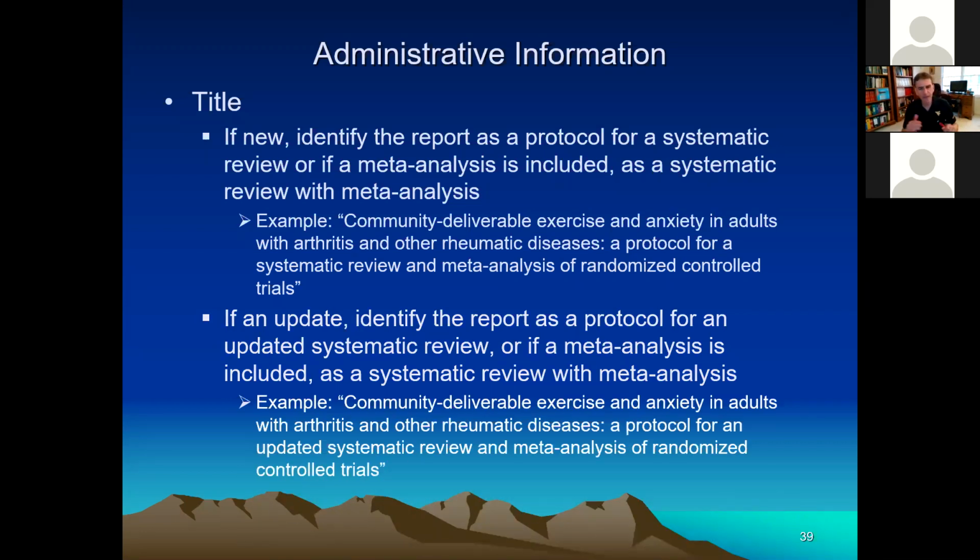So this is the same title as the previous one. The only thing I've done is insert the word updated in there, and it reads: Community-deliverable exercise and anxiety in adults with arthritis and other rheumatic diseases. So I've got the intervention, I've got the outcome, I've got the population. A protocol for an updated systematic review and meta-analysis of randomized controlled trials.